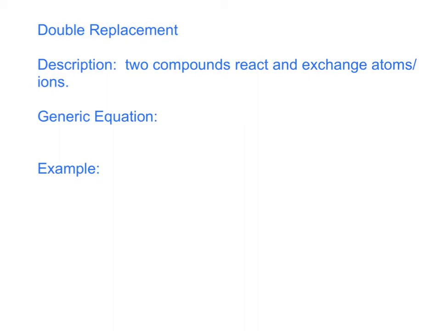So building on the single replacement, the next one's called a double replacement, and this is going to involve two compounds, and they're going to react and exchange atoms or ions. Most often these are ionic compounds.